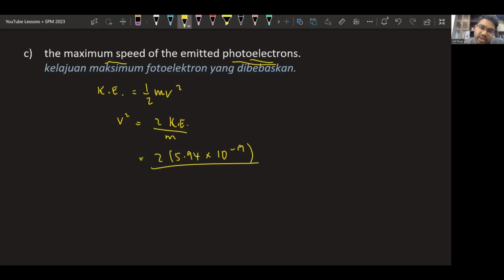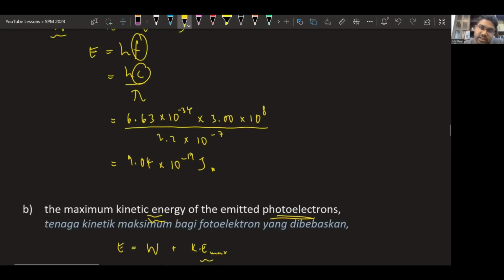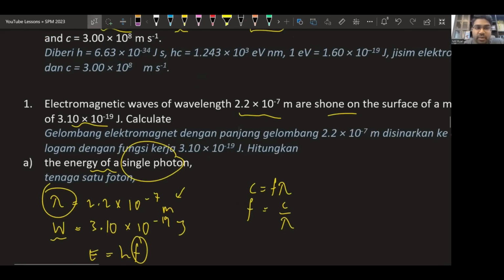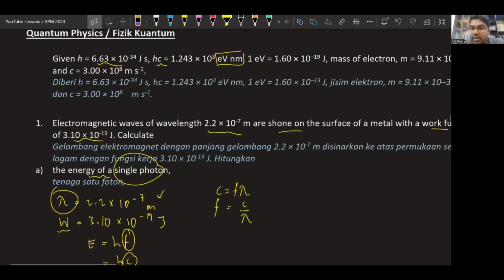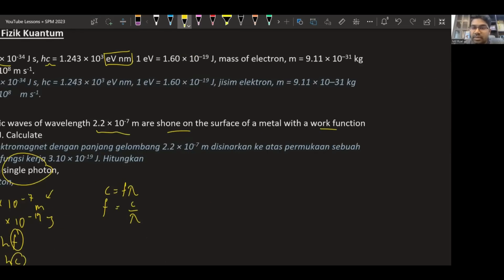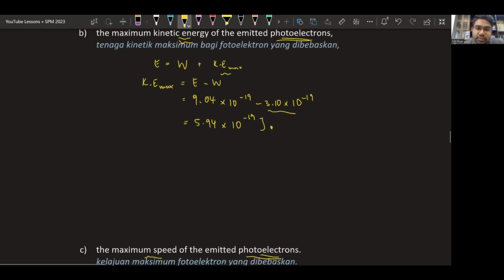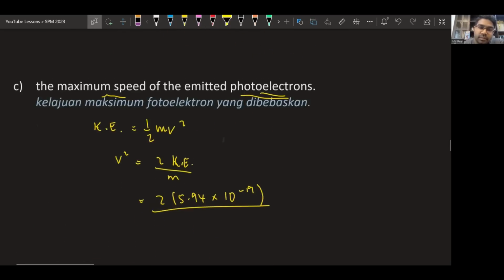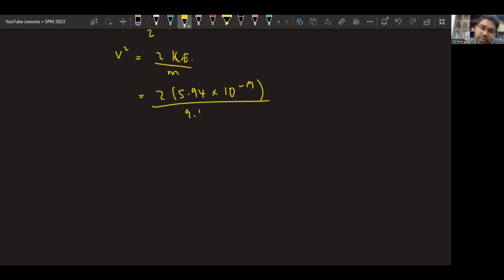divided by the mass of the electron. The mass of the electron is another constant that's provided for you, 9.11 times 10 to the power of negative 31. v would just be the square root of this. So the answer that you would get is 1.14 times 10 to the power 6 meters per second.